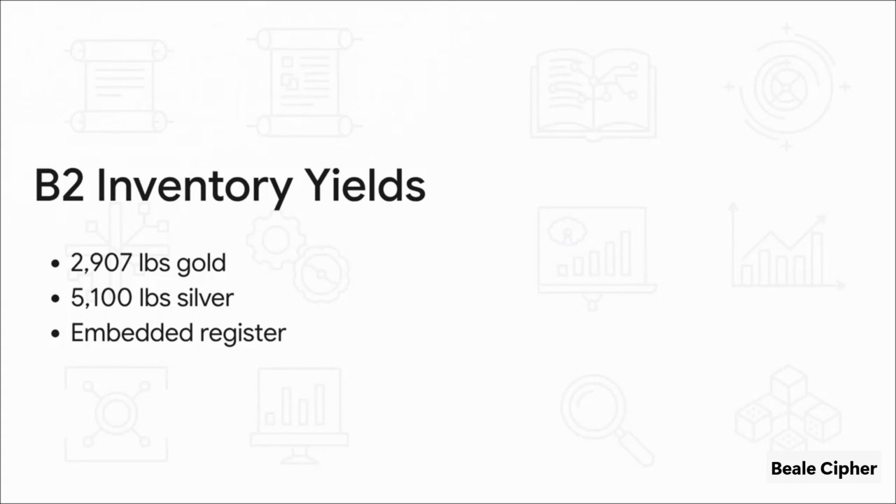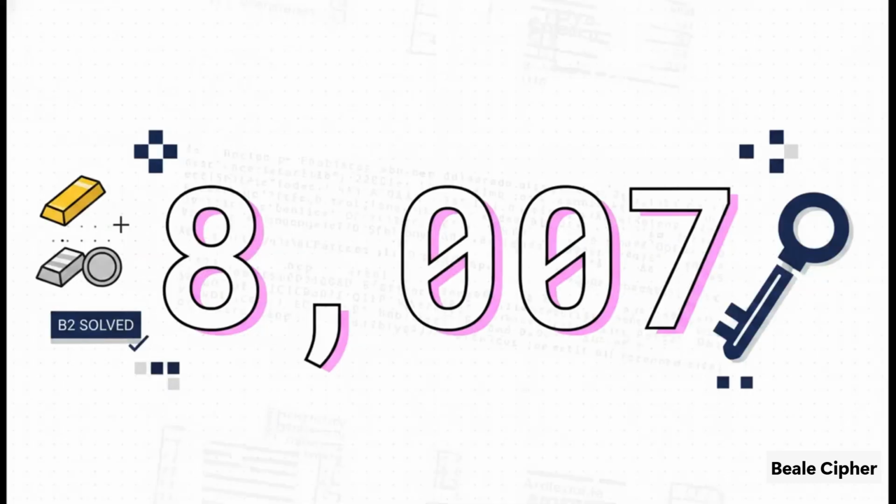But in a linked cryptographic system, this inventory isn't just an accounting of wealth. It is actually an embedded numeric register. It's data. The absolutely crucial detail here is the total sum. When you add the 2,907 pounds of gold and the 5,100 pounds of silver together, you get 8,007. This is the literal key needed to unlock the remaining ciphers. It's concrete, it's measurable, and most importantly, you can only find this number if you've successfully solved B2 first. It is pretty much the perfect built-in security measure.